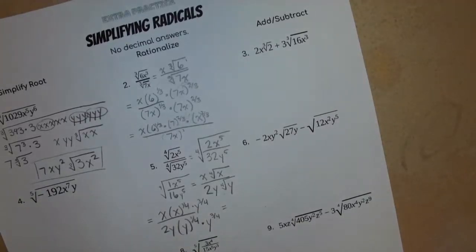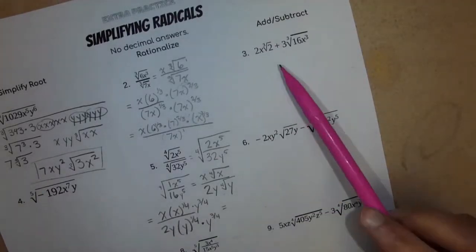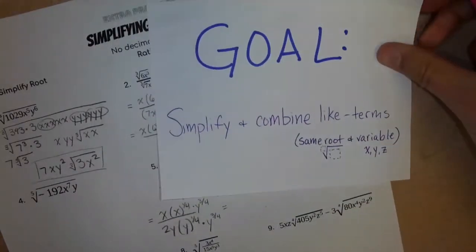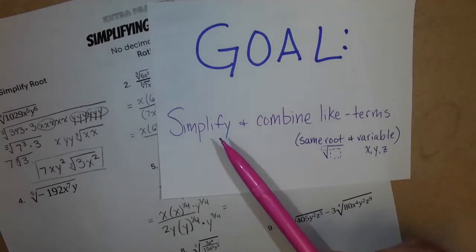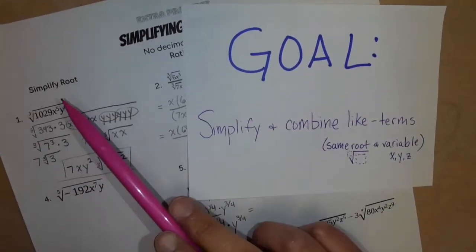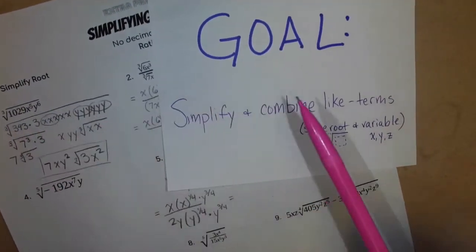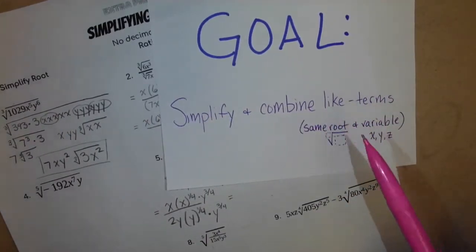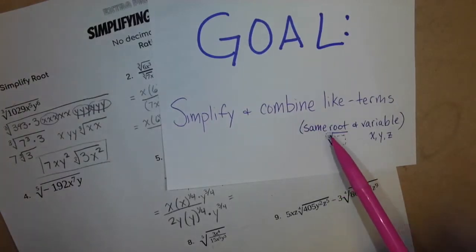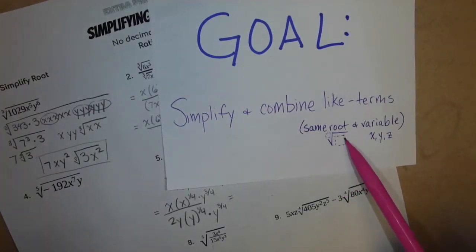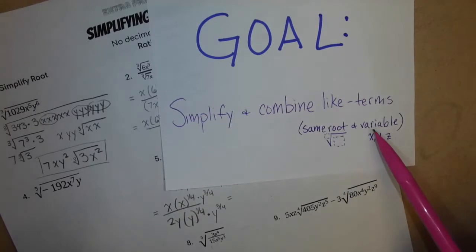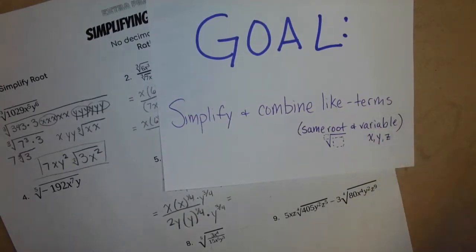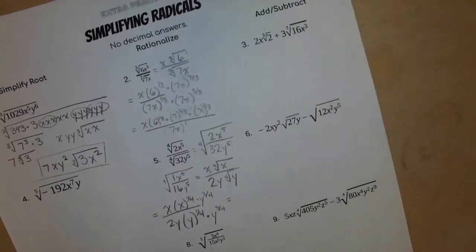Right, so looking at our radical operations, when we have adding and subtracting here, what is the goal? The goal here is to simplify your radical. For simplifying radicals, you can look back at the Simplify Roots video, and then you're going to combine your like terms. Like terms means you have the same root, so the same index and same radicand, and/or the same variables. If they have the same variables with the same exponents, those are our like terms.